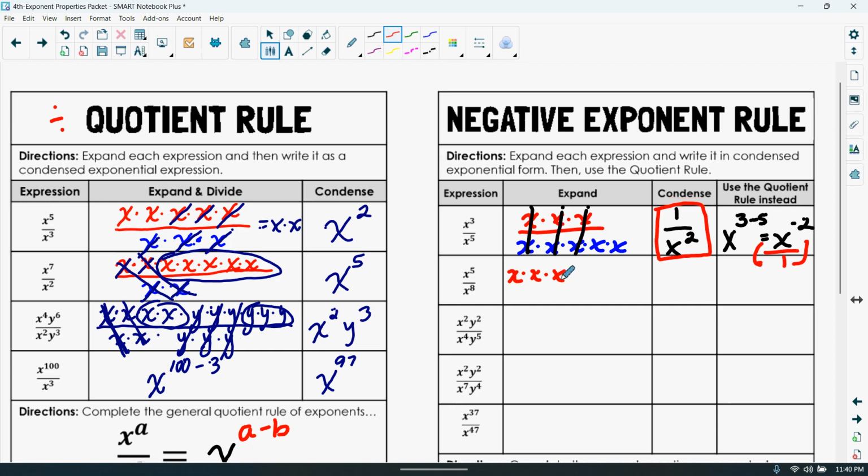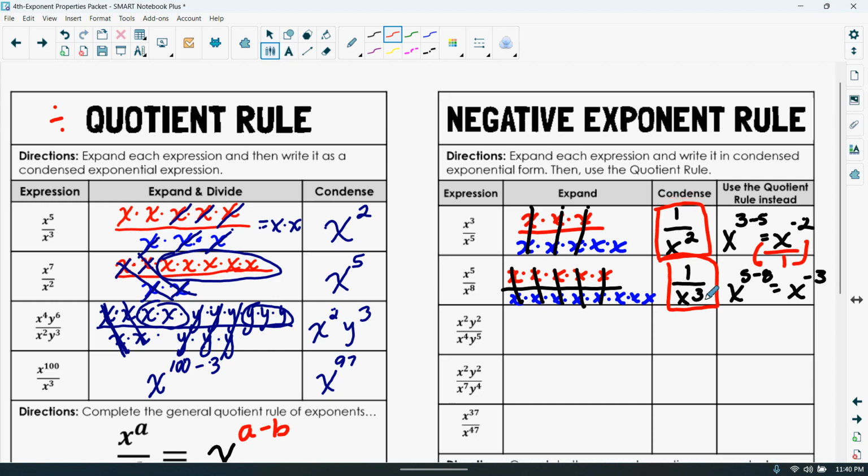So this is 5 factors of x over 8 factors of x. Run out of room here. And then I'm counting out like terms, and I'm left with 1 over x to the 3rd power. So 5 minus 8 left me x to the negative 3, which is why you write that as a positive 1 over x to the 3rd.